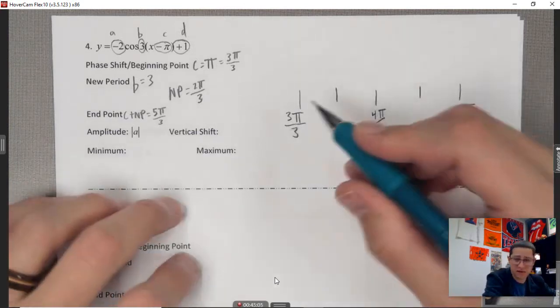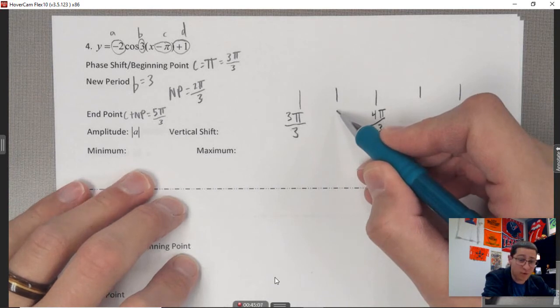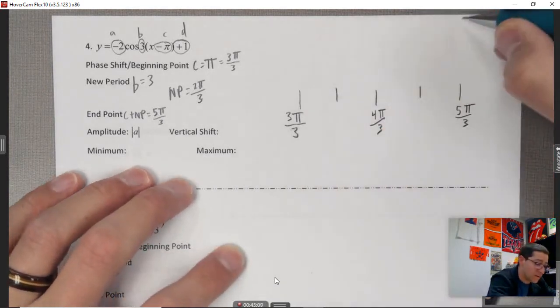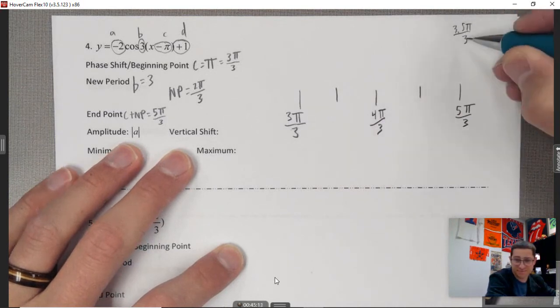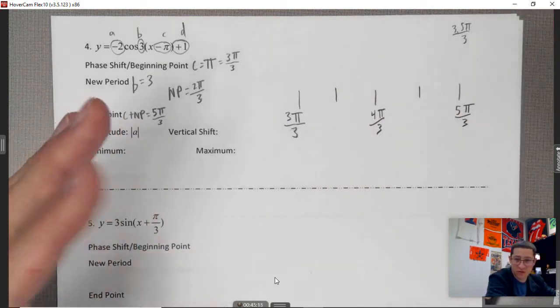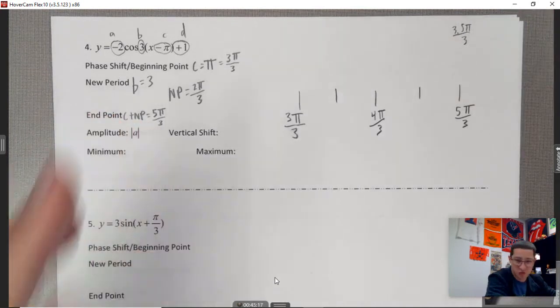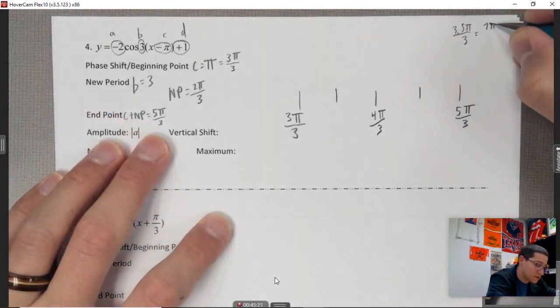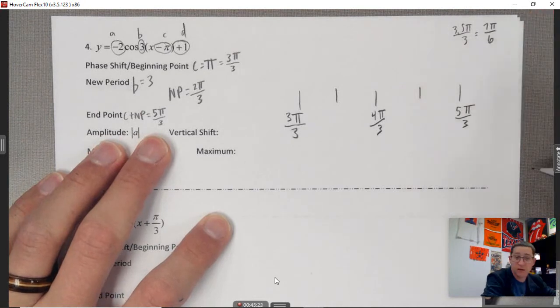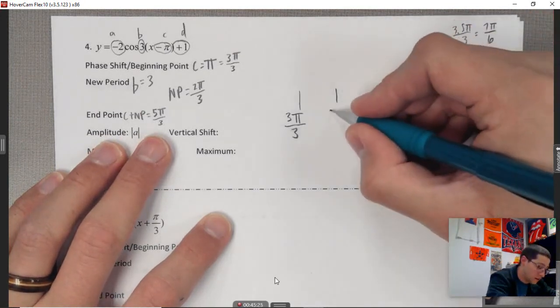One way to think about this is it's 3.5 pi over 3. But 3.5 pi over 3 is not really kosher to write that way, right? It's grammatically incorrect. So that's going to actually convert to 7 pi over 6. So that's what we're going to write here.